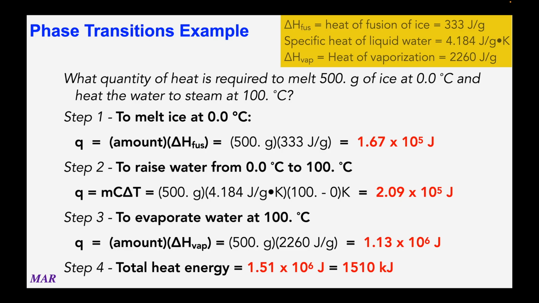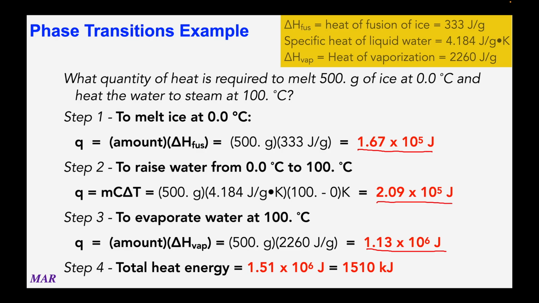So the final step, we're going to add the 1.67 times 10 to the 5th number to the 2.09 times 10 to the 5th number, and add that to the 1.13 times 10 to the 6th number. Add those up, you get 1.51 times 10 to the 6th joules. If you divide that by 1,000, you get kilojoules, 1,510 kilojoules.